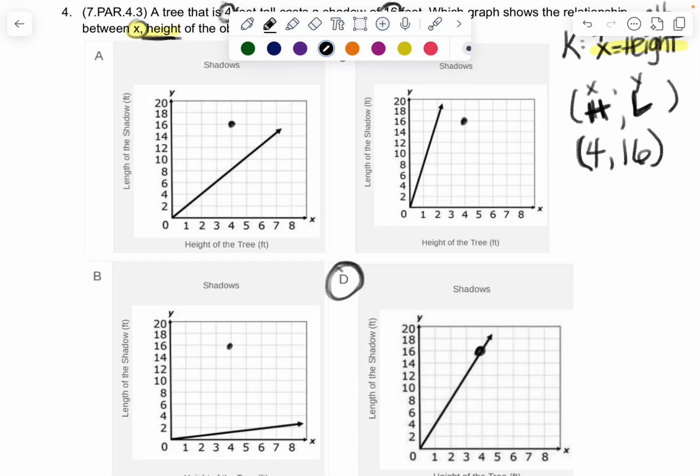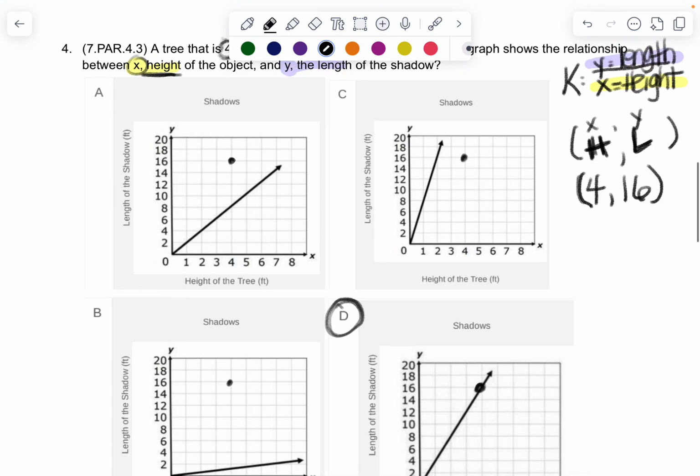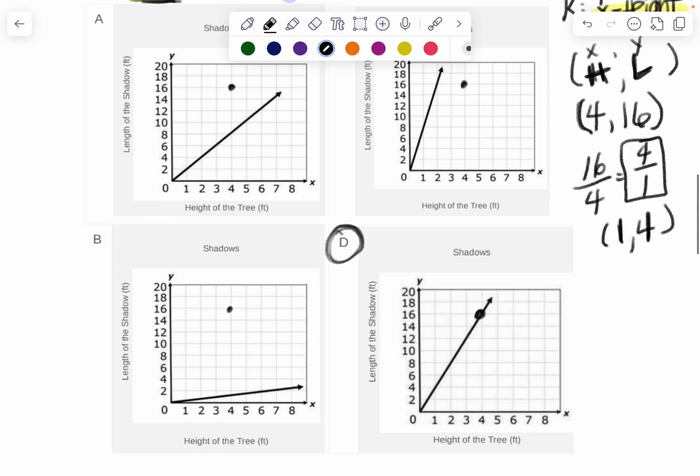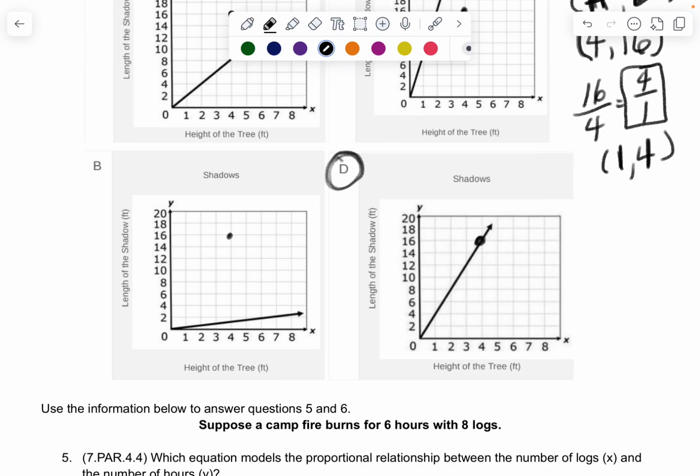All right. We could have done it based off of the unit rate. We could have said Y over X is 16 over 4, which makes the unit rate 4 over 1. When you take that 4 over 1 and write that as an ordered pair, you get 1, 4. And if you come back to the graph that we did, 1, 4 is also a point on that graph.